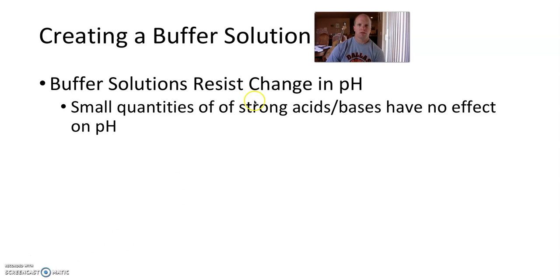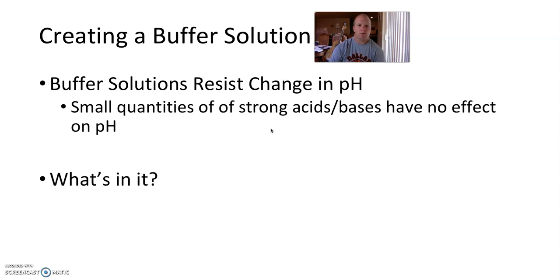Now, what is a buffer solution? A buffer solution is a solution that resists change in pH. It'd be cool if we could demonstrate this, but I'm not in my room today, so I can't do it for you. But basically, if we add drop by drop some hydrochloric acid to a buffer solution, the pH will change very little. If we were just to add hydrochloric acid drop by drop to a plain water solution, the pH would change very quickly, very drastically. So buffer solutions resist change in pH for small quantities of acids or bases.